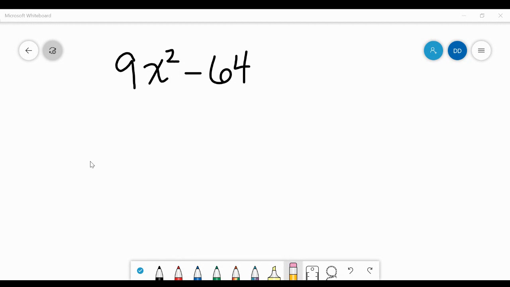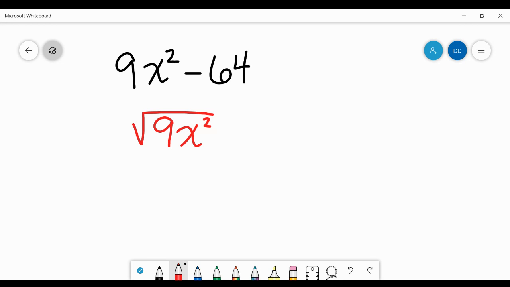So in order to factor the binomials we're going to be looking at today, we need to have two perfect squares, and there needs to be a subtraction sign in the middle. That's why it's called the difference of perfect squares. Difference in math, we know, means subtraction. So we're going to break it up into two different binomials, and the first thing we want to do is find the square root of our first term.